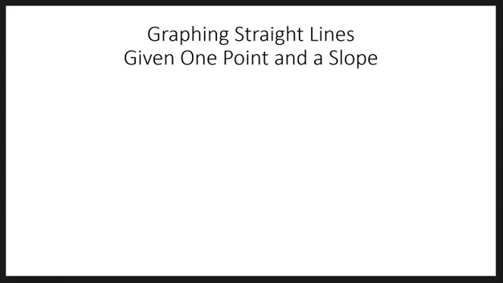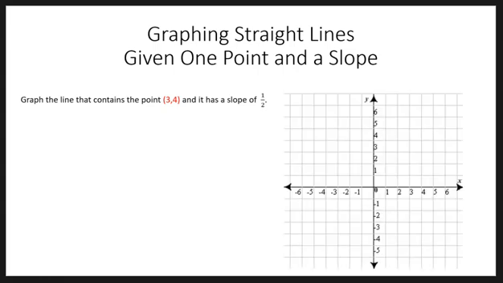The second scenario in which you are going to be asked to graph a straight line is when you're given 1 point and a slope. For example, graph the line that contains the point (3, 4) and has a slope of 1/2. Now, don't forget the basic idea of graphing a straight line: you need at least 2 points.